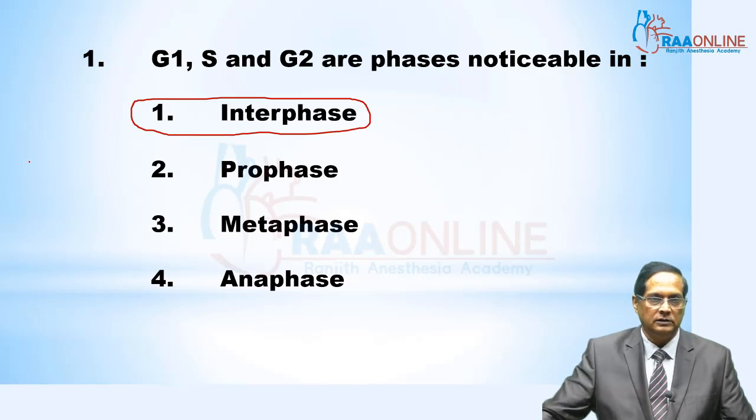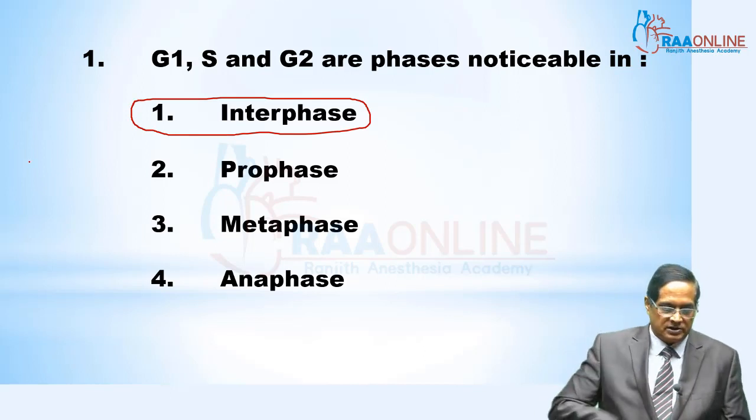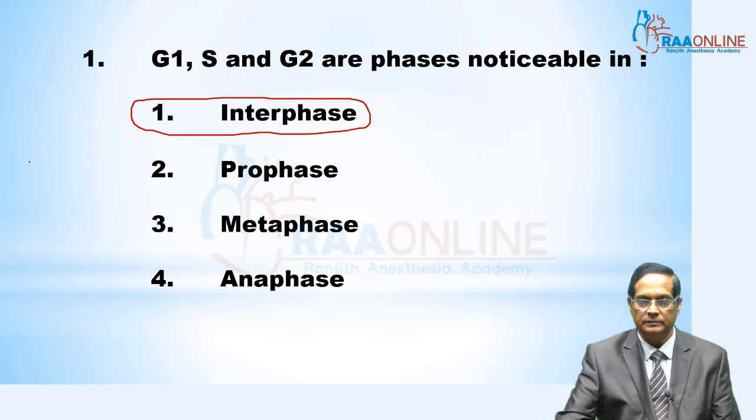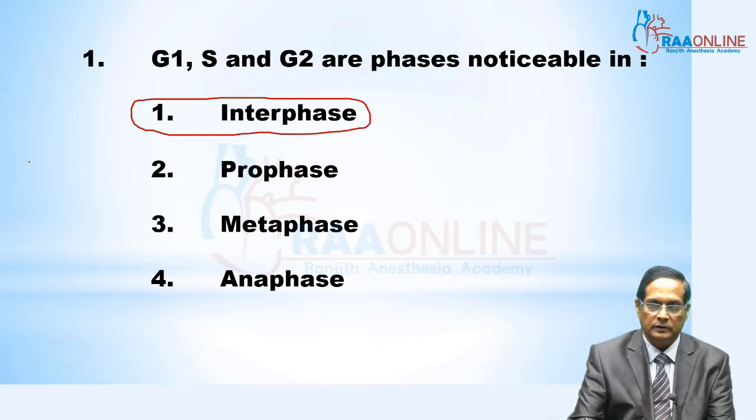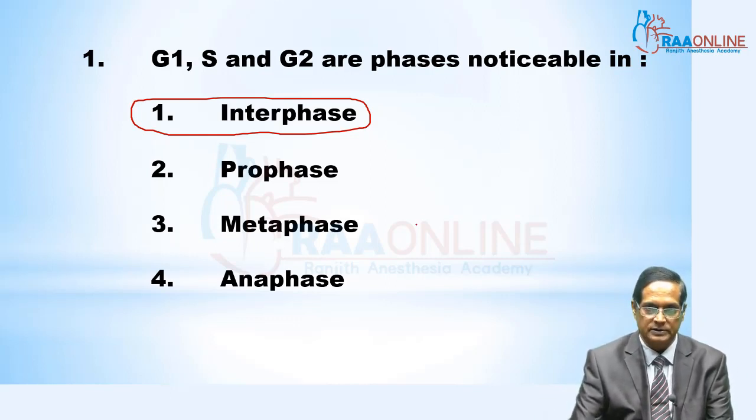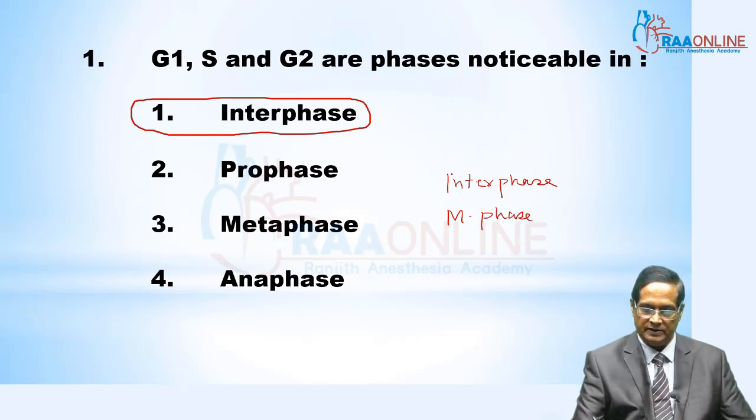When we study about the cell cycle, there are two phases. One is interphase and second is M phase. These two are the major phases of cell cycle.